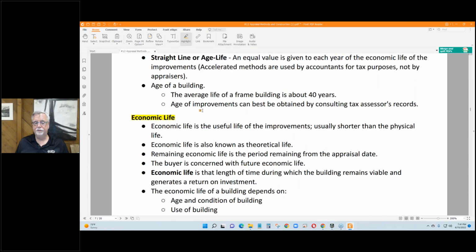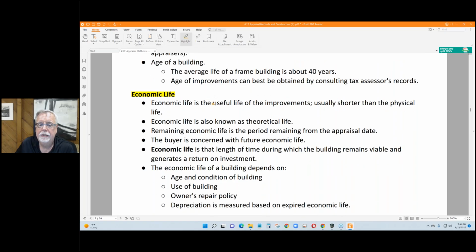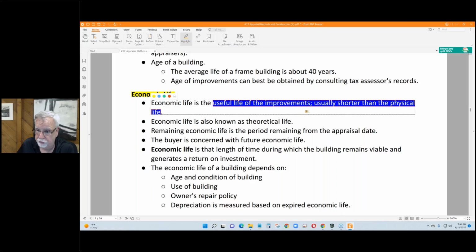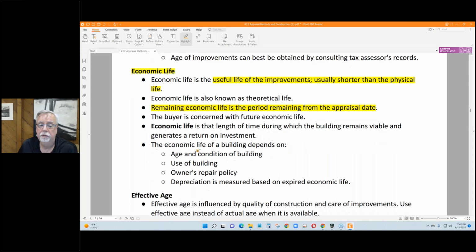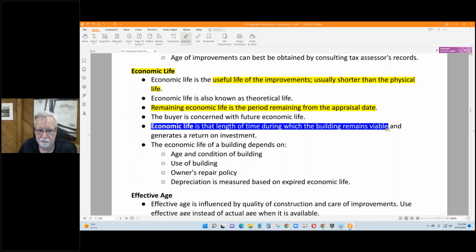Economic life. It's the useful life of the improvements, usually shorter than physical. Could be known as theoretical. It is remaining from the period of the appraisal date. The buyer is concerned with this. It is the length of time that the building remains viable.